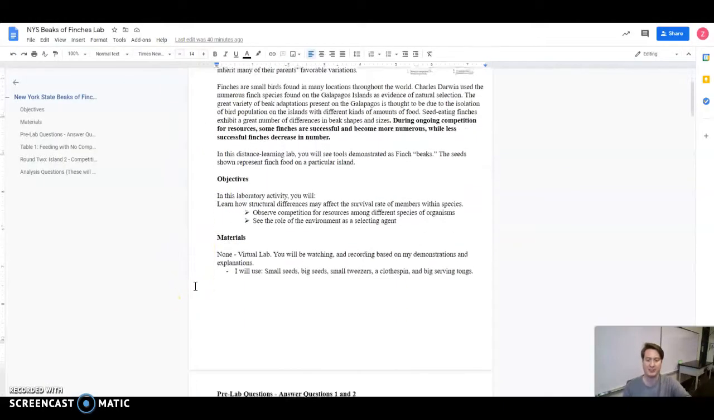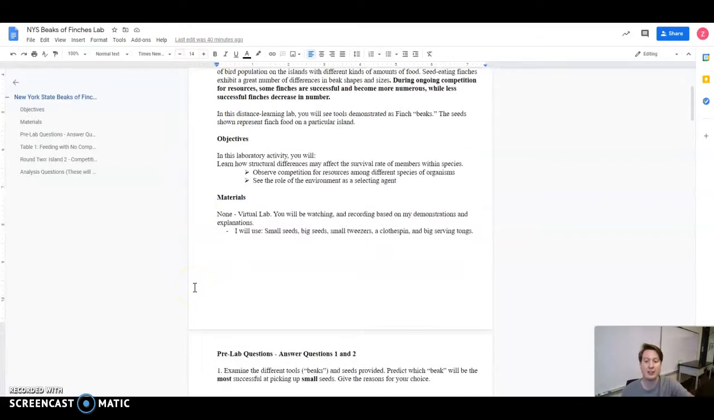So let's continue. The objectives. In this laboratory activity, you're going to see how structural differences in the finch beaks affect survivability rates. You're going to observe competition for resources among different species of organisms, different finches, and see the role of the environment as a selecting agent, natural selection.